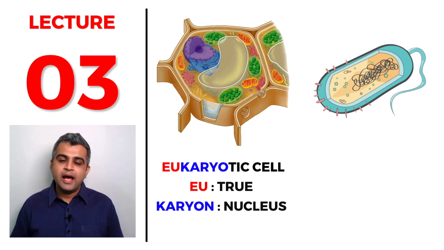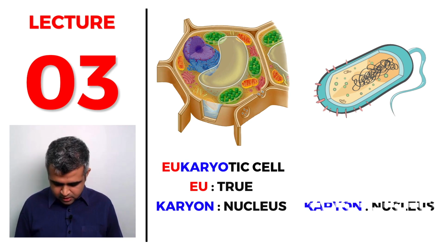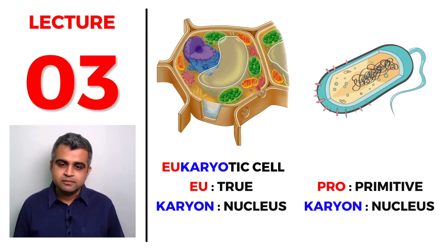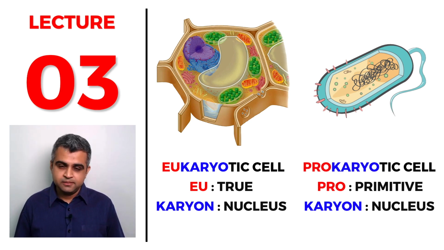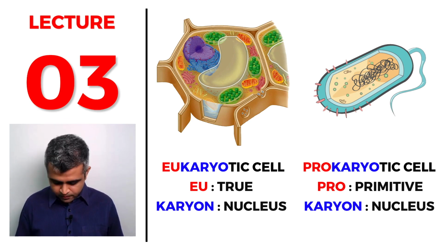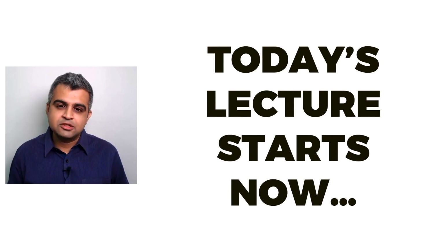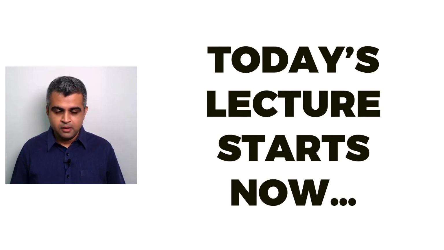So here you don't have anything like a proper nucleus. It is just one single book, one single chromosome floating around in the cytoplasm. So this cell is going to be called a prokaryotic cell. Pro meaning primitive, karyon meaning nucleus. So here is where we saw the difference between a prokaryotic cell and a eukaryotic cell. And this, dear children, is where we had finished the last lecture. So today's lecture starts now.